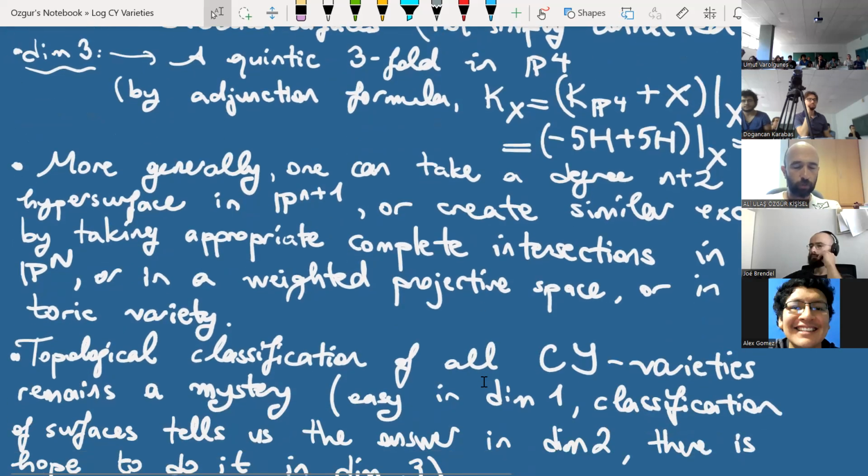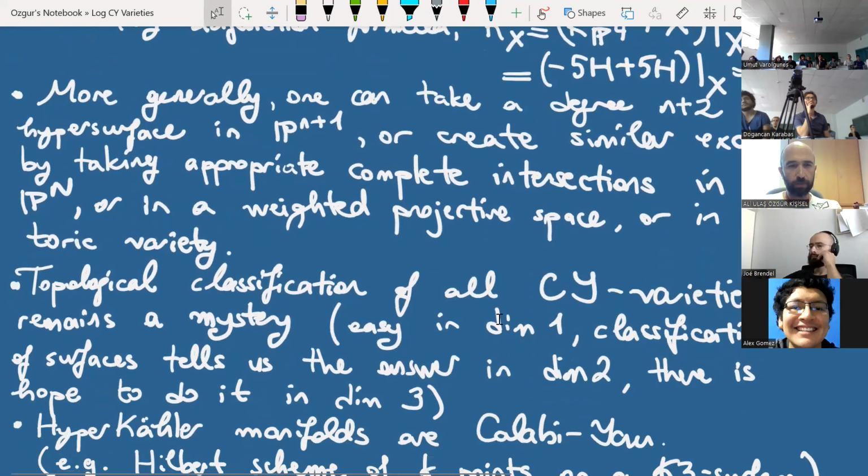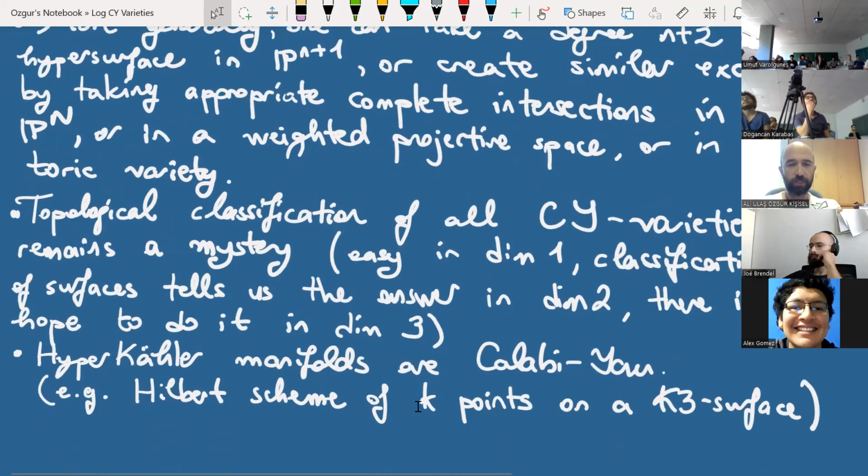But of course, these would produce examples, and I guess you would never expect to get a full list by complete intersections. So if you want to do a topological classification of all Calabi-Yau varieties, I think it's an incredibly hard problem. It's easy in dimension one. In dimension two, you can do it because you have the classification of surfaces. And as far as I'm aware, it's not finished, but there is hope to do it in dimension three, at least. And there's hope to precisely describe the topological types in dimension three, but I don't know the details.